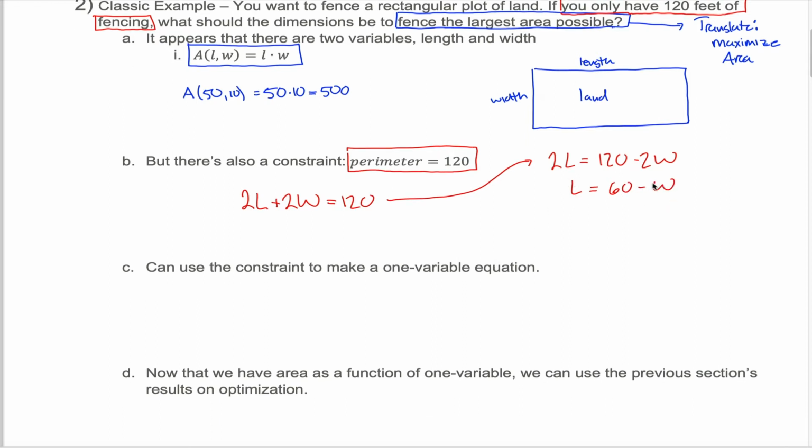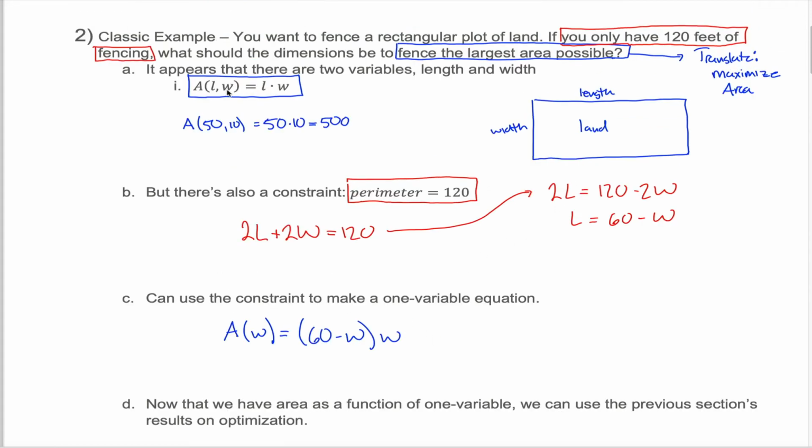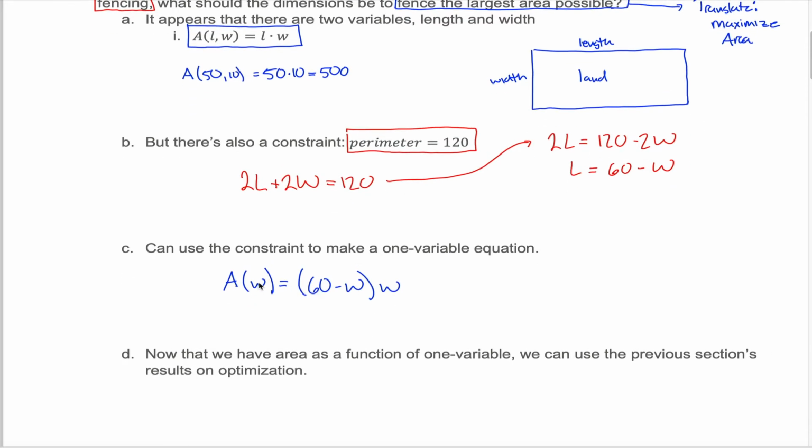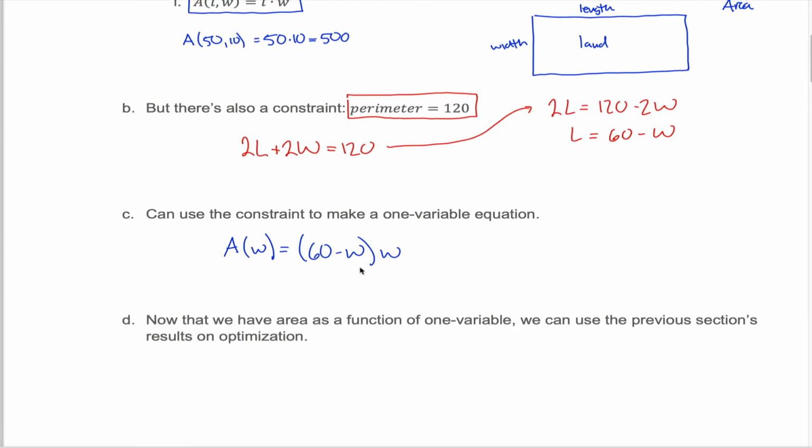I can write the length in terms of the width, so then I can come up here to my function, and instead of writing area as a function of length and width, I can write area as a function of just width, because instead of writing L times W, I'll write 60 minus W, which is what L is equal to, times W. Start out with a two-variable function. Recognize you can't optimize, with our techniques, a two-variable function. However, note that there's a constraint that you can use to write one of the variables in terms of the other variable. Substitute it into your original function to make it a one-variable function, and then you're good.